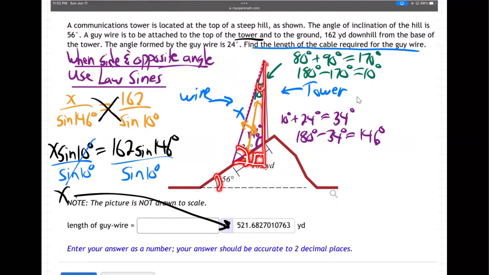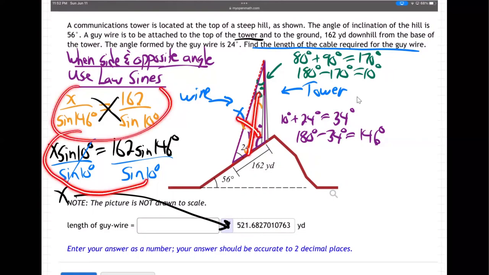Once I knew that was 10, I got rid of the extension and then just dealt with this and said, well, this is 24, this is 10. I could find this angle right over here, found it 146. Then when I had all three angles, I knew I could use law of sines because you can use law of sines whenever you have a side and the opposite angle. So I had x, which I'm looking for, and the opposite angle, 146, and 10 and 162. I set up law of sines right here.